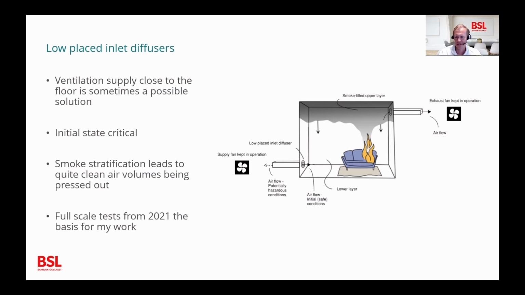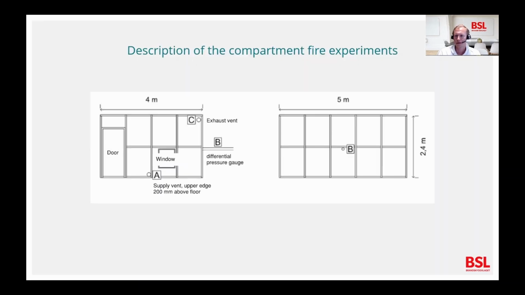This concept has been tested several times in Sweden in different experiments, all indicating that the concept works and that low-placed inlet diffusers could be used to prevent or significantly reduce the spread of smoke through the ventilation system. The last test done was a series of full-scale tests conducted at RISE in Sweden in 2021. Those tests are the basis for my work.